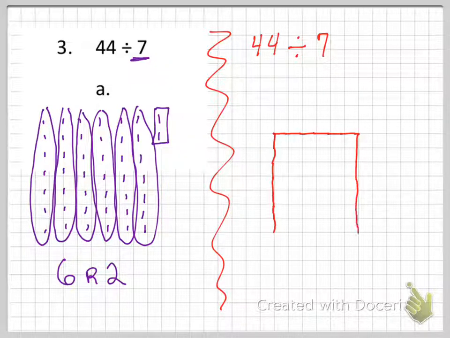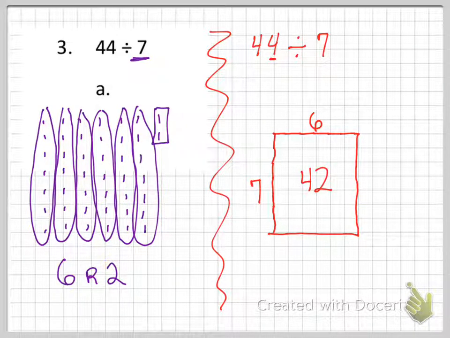And now we can complete the rectangle. So this one is going to be 7, and this side is going to be 6. Because 7 times 6 is 42, but we've got a 44, and then we had a remainder of 2. So now we have to draw 2 extra boxes to show remainder 2.